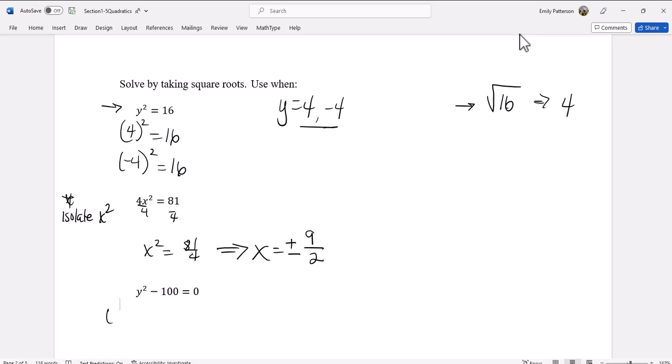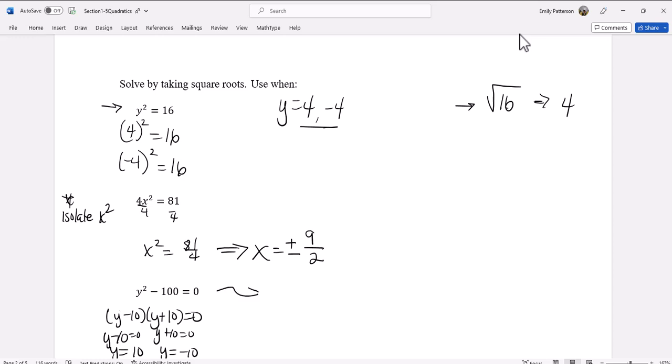I can say this is y minus 10 times y plus 10, doing the good old factoring, set equal to 0. So setting this one equal to 0, I get y is equal to 10. Setting this binomial equal to 0, I get y is equal to negative 10.